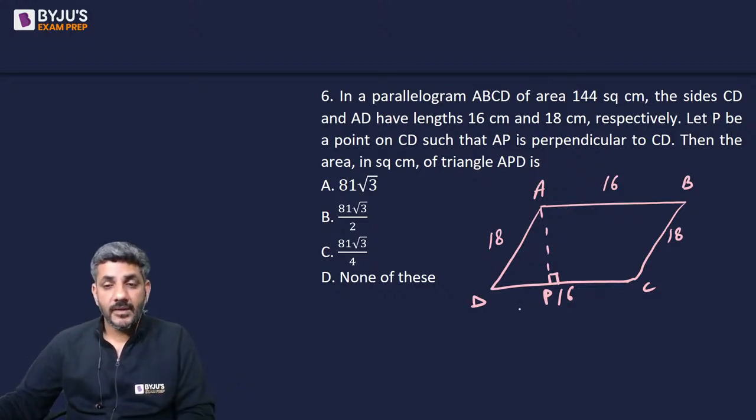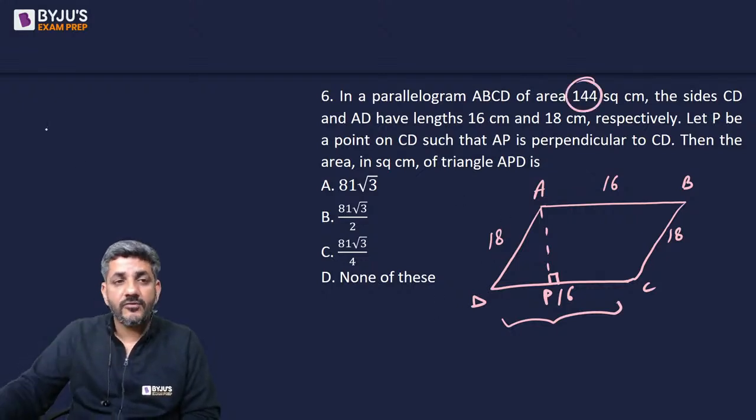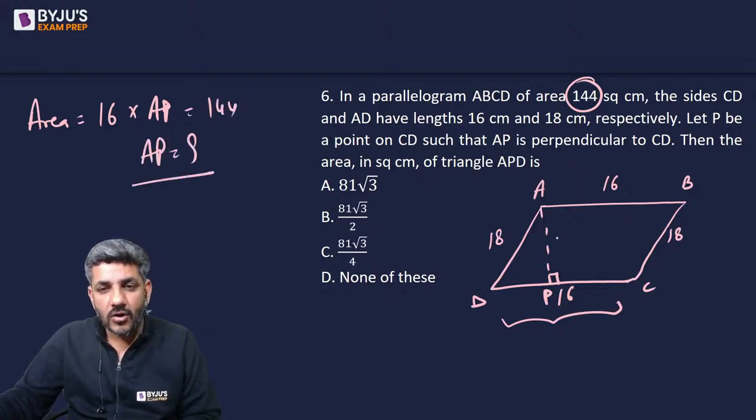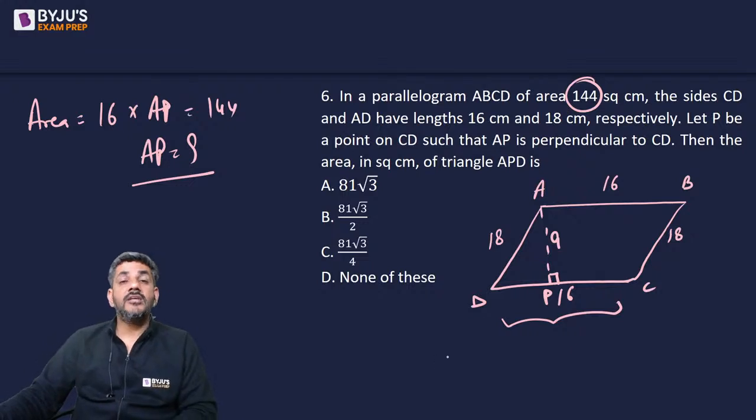Now first of all, this total length is equal to 16. This length is equal to 18. The area is given as 144. The area of a parallelogram is base into height. That is 16 into height AP is 144. So AP is equal to 9 according to that. AP is equal to 9.